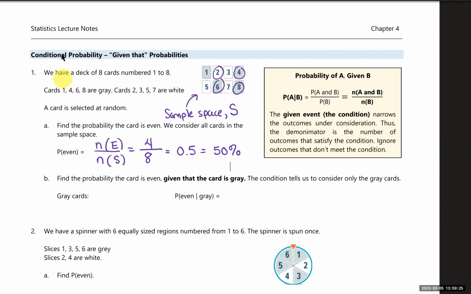Okay, so let's get to what we call conditional probability. So it starts the same, find the probability the card is even, but now it says given that the card is gray. So what comes after the "given" is called our condition, and it tells us which cards we're allowed to consider. So rather than the entire sample space, we have to restrict ourselves to only looking at the cards that are gray. So that's why I wrote over here, let's just list the gray cards. So 1, 4, 6, 8 are gray. So we have 4 gray cards.